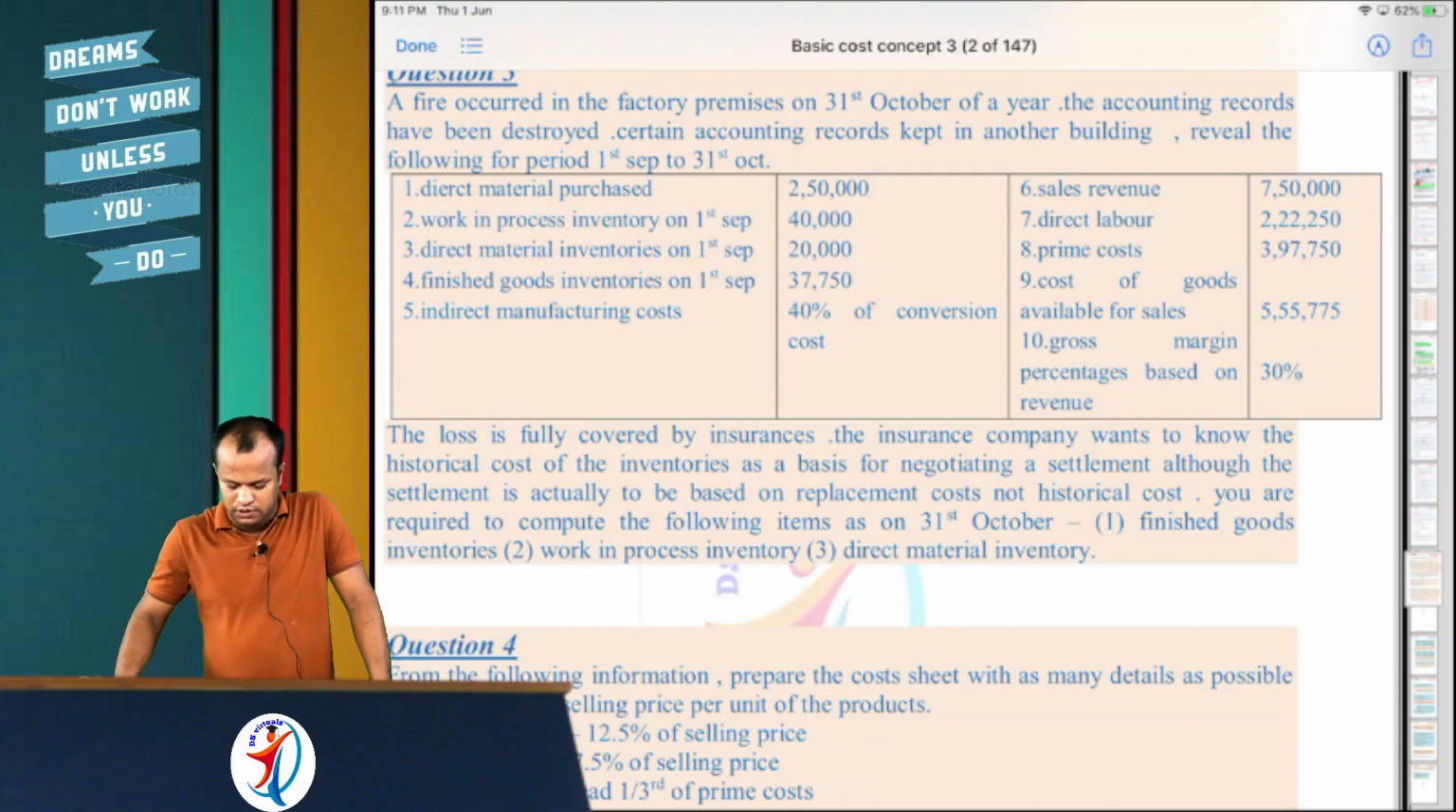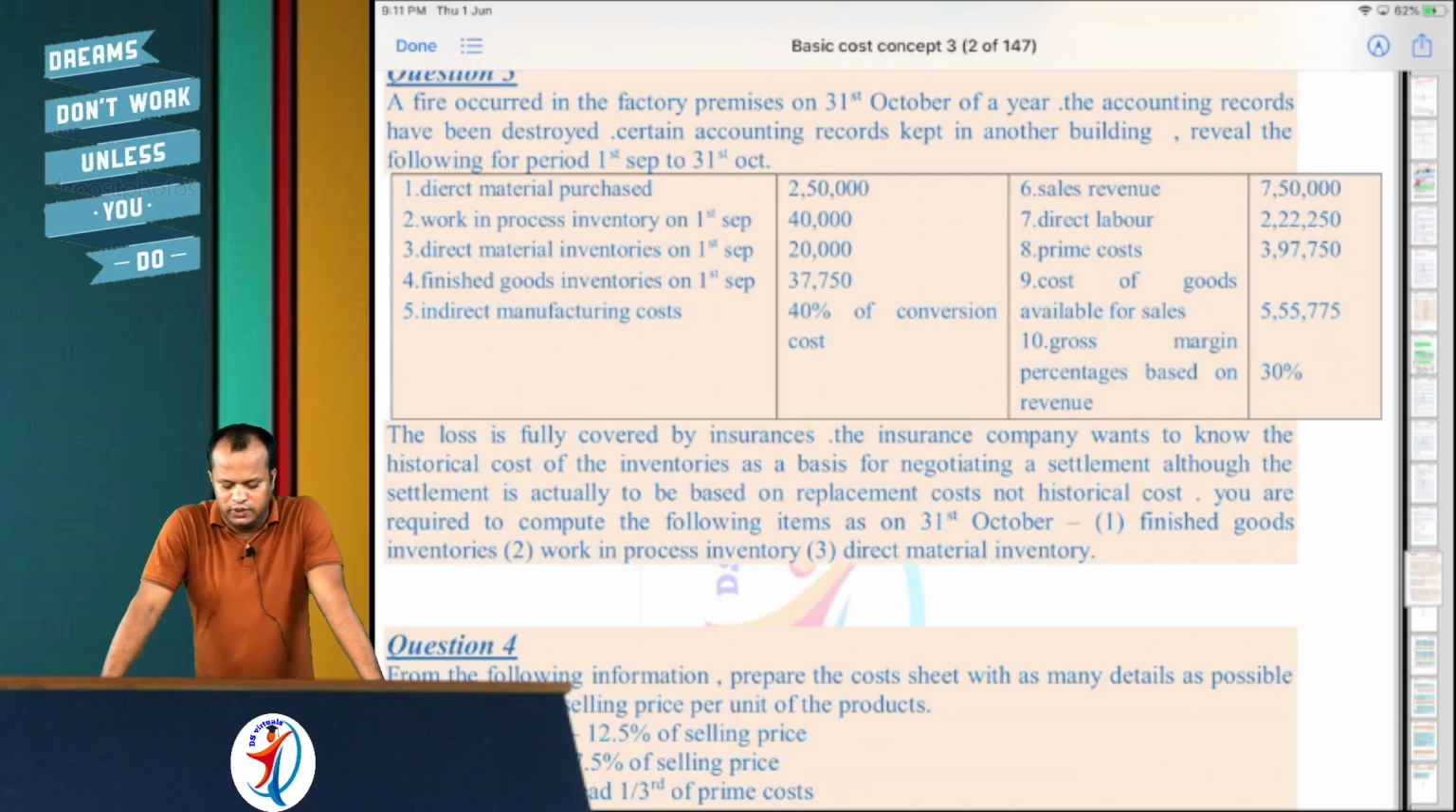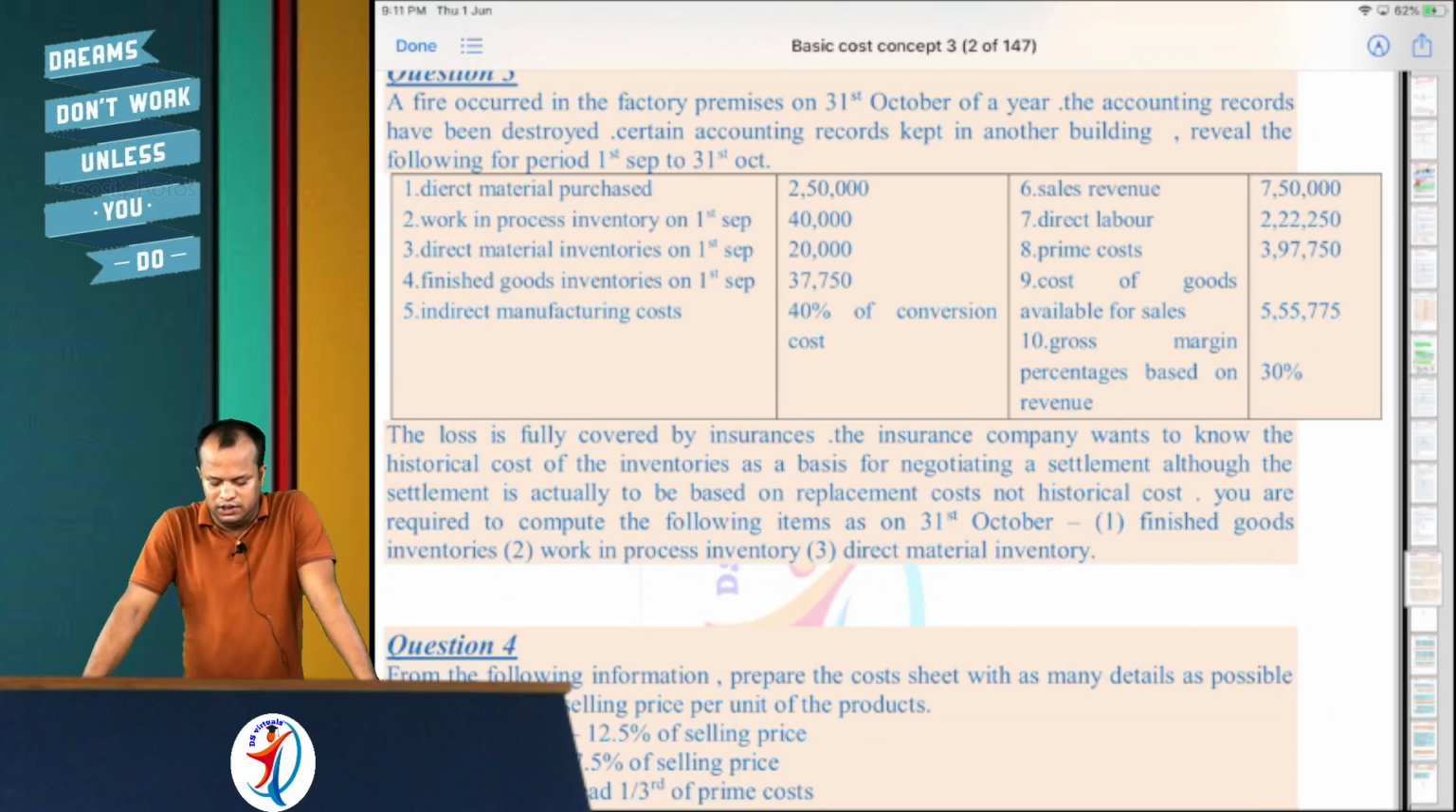So in this question, we have to find out all closing stock. Read the remaining portion of the question. The loss is fully covered by insurance. The insurance company wants to know the historical cost of inventories as a basis for negotiating a settlement, though the settlement is actually to be based on replacement cost, not historical cost. You are required to compute the following items as on 31st October. Finished goods.